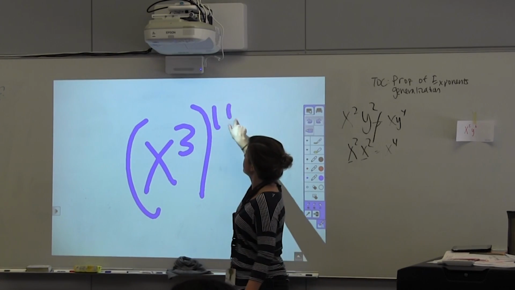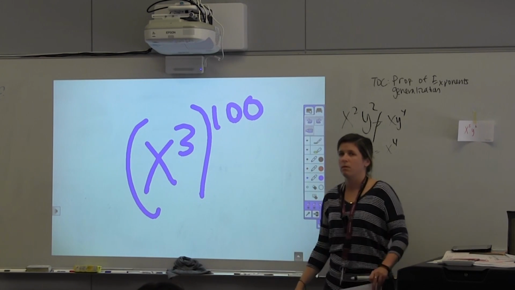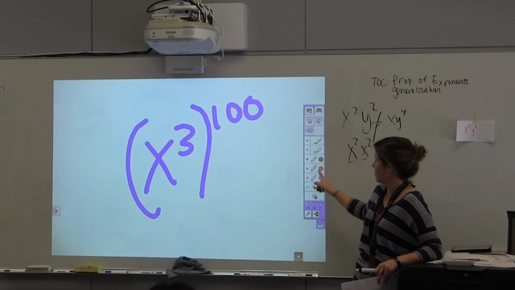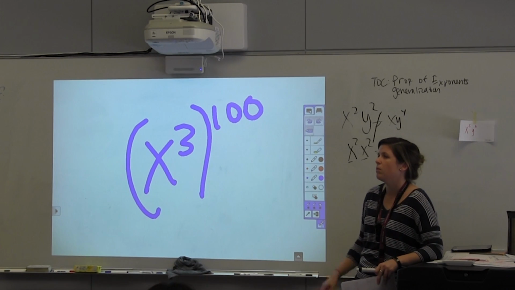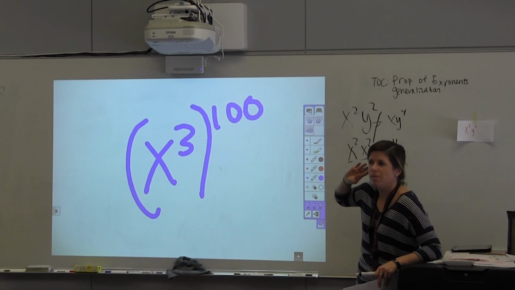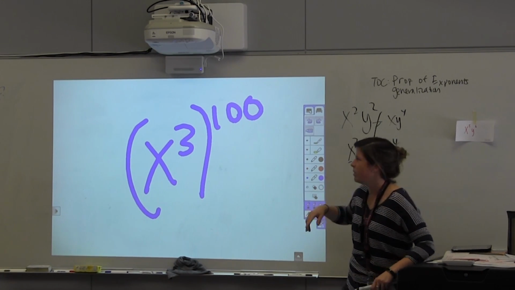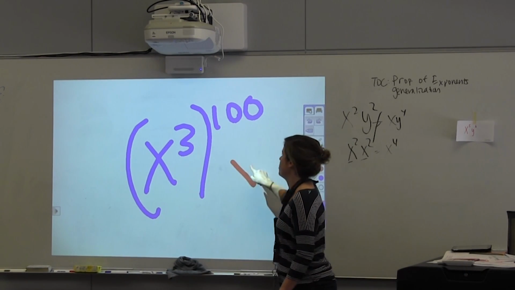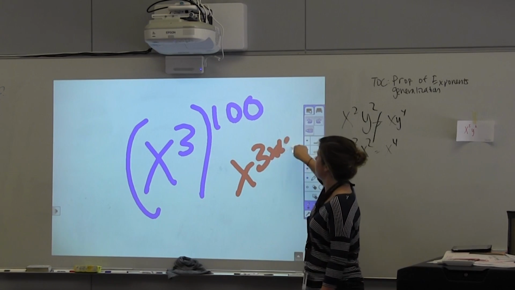taken to a power, the general way that I can explain that to someone, Victoria, what would I do? So you take a power to a power, then you multiply the exponent. Yeah, so when I take a power to a power, multiply those exponents. So x to the 3 times 100.